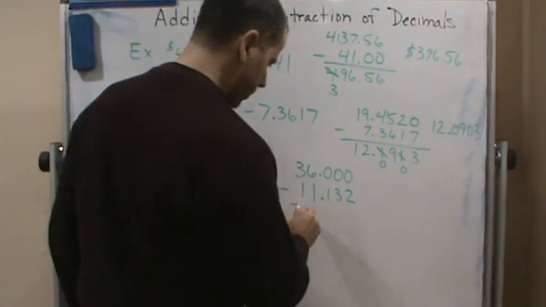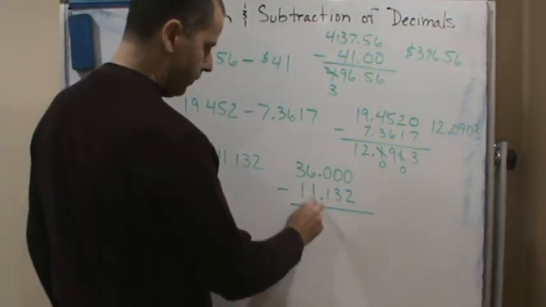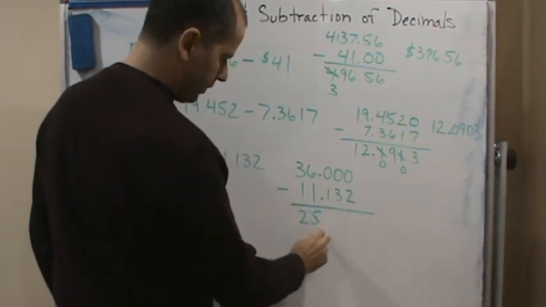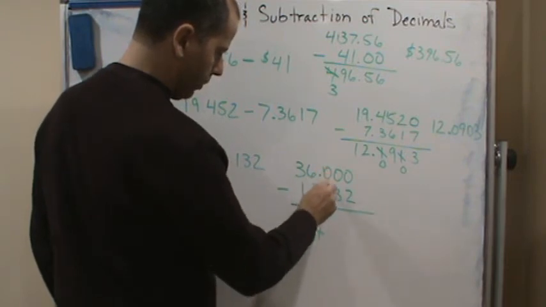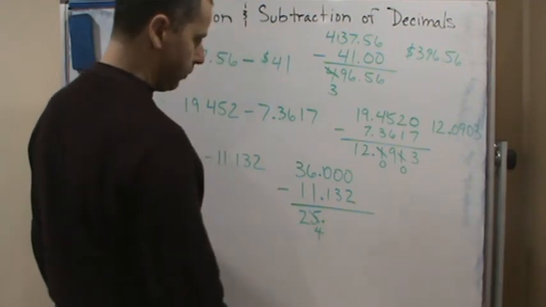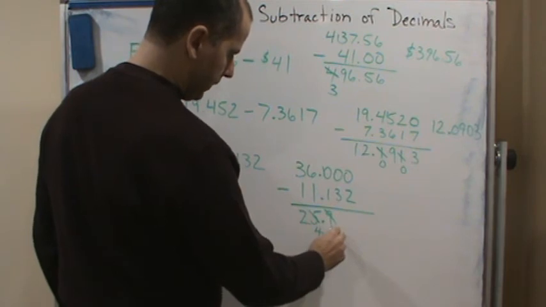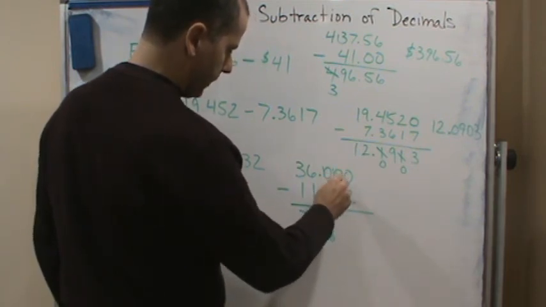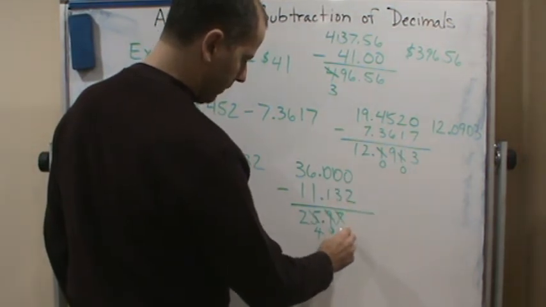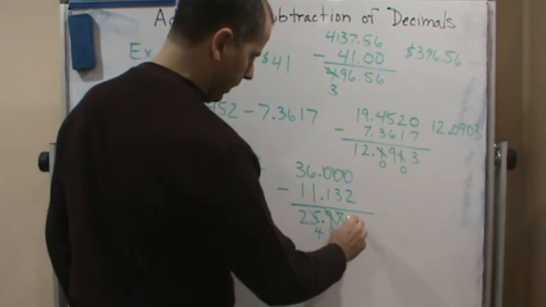And so now I'm just going to subtract left to right. So 3 minus 1 is 2, 6 minus 1 is 5. And now I'm going to borrow. So this is going to become 4, and this is going to become 10. So 10 minus, drop the decimal point, 10 minus 1 is 9. And then I'm going to borrow. That becomes 8. And this becomes 10. 10 minus 3 is 7, but then I'm going to borrow again, so that becomes 6, and this becomes 10, and 10 minus 2 is 8.